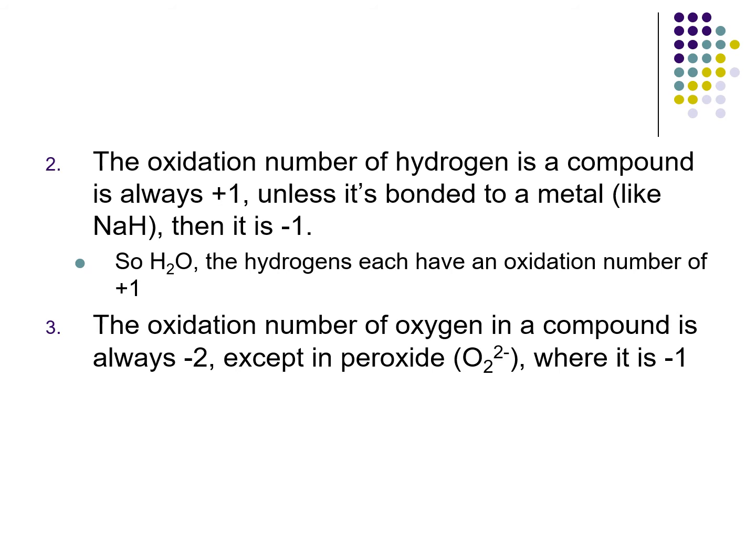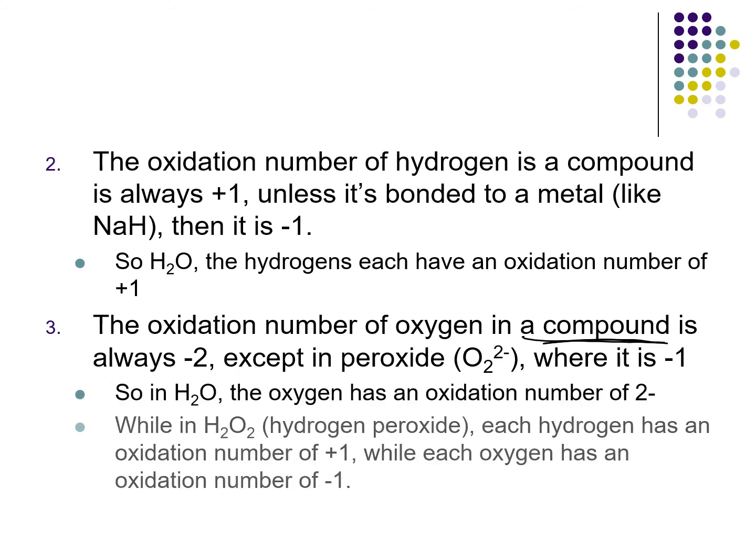Oxygen will always have a 2- in a compound. Oxidation number of oxygen in a compound is -2, except if it's a peroxide ion, it's -1. We're not going to deal with that this year, so don't worry about that. So like in oxygen compounds, the oxygen has an oxidation number of 2-, whereas in peroxide, it would be a 1-.